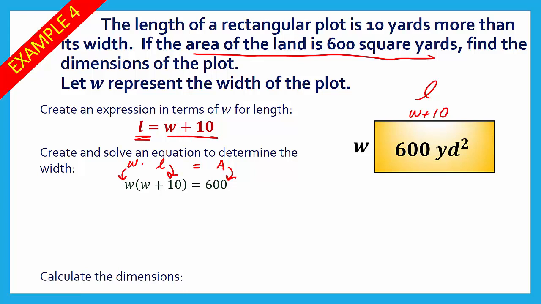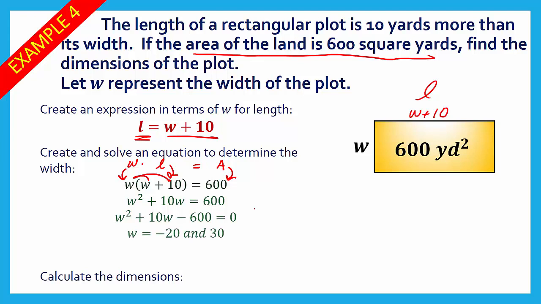So now I'm just going to go ahead and distribute this. W times W is W squared. W times 10 is 10W and 600. And to make this a proper quadratic, we're going to subtract 600 from both sides to give us W squared plus 10W minus 600. Now we have it set equal to 0. Now we can solve whichever way we want.